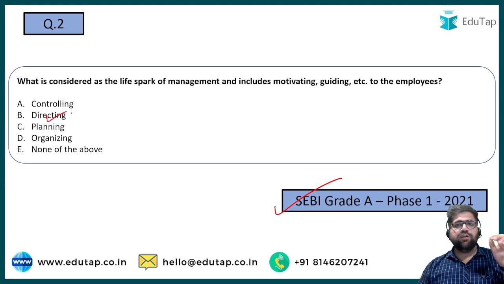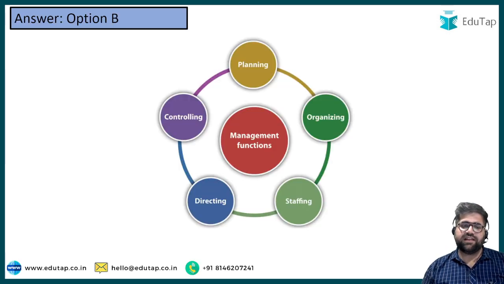Directing is that particular function of management in which the life spark comes. It's like the heartbeat of the organization. As simple as that. You can also say that directing is the heart of management. Why? Because in this function, all the different planning and all the different operations come to life. Now, what is controlling? Okay, I will explain it in the next slide.